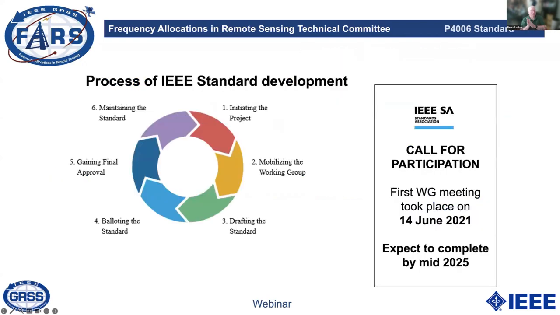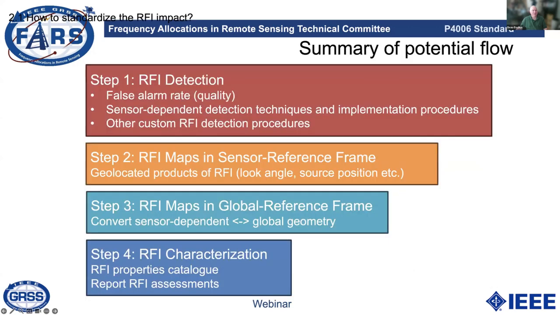So let's go to the process of building an IEEE standard. This particular group, P4006, started their first meeting back in June of 2021, with hopes of completing the standard development sometime around mid-2025. And if you look here at this process, you go through the circle with initiating, mobilizing, drafting, balloting, gaining final approval, and then maintaining. And that is the classic work on developing the standard. So let's take a look at the potential flow with respect to our standard that we're talking about here.